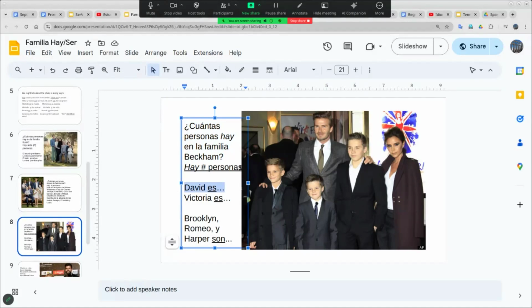David es el esposo, es el padre. David es el padre, ¿sí? Victoria es la madre. Victoria es la madre. Brooklyn, Romeo y Harper son los hijos. Son los hijos. ¿Ok? I could say son los hijos. Son hijos pequeños. They are young children. They are little children. ¿Sí?